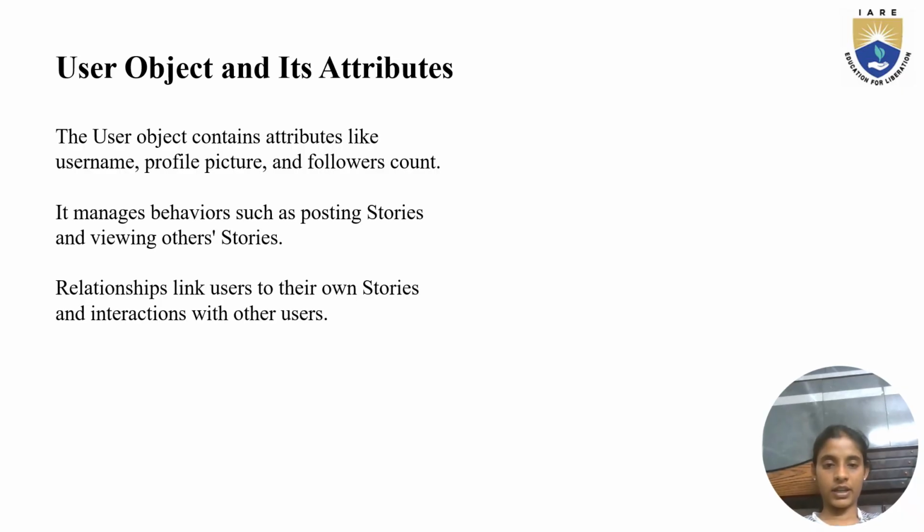User object and its attributes. The user object contains attributes like username, profile picture, and followers count. It manages behaviors such as posting stories and viewing other stories. Relationships link users to their own stories and interactions with other users.